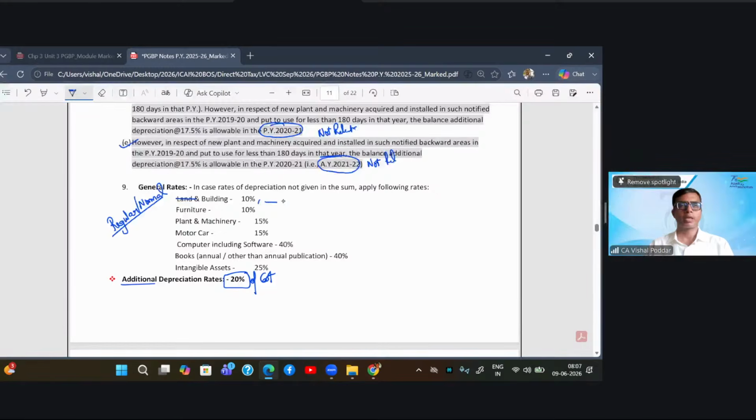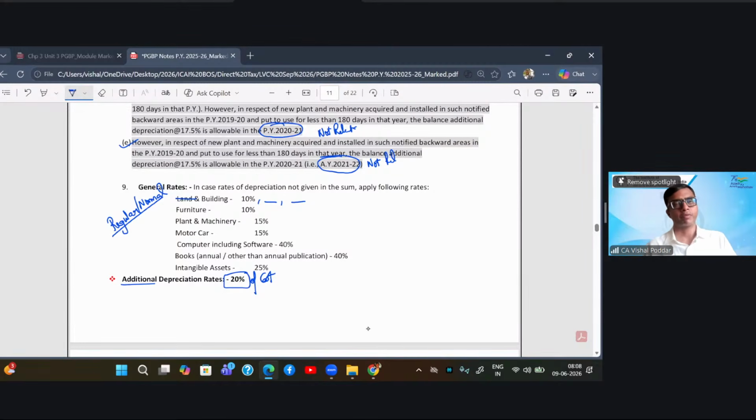Now see, within building, there are different rates. However, I've given you the most common rates. When will you require these rates? When in the question they have not given you the rate. If the question has given you a specific rate, you'll go by that rate. Otherwise, you have to remember these rates so that you can use them in exams where the rates are not given. First, for building, 10%, furniture 10%, plant and machinery 15, motor car 15, computer and software 40, books 40, intangible assets 25.